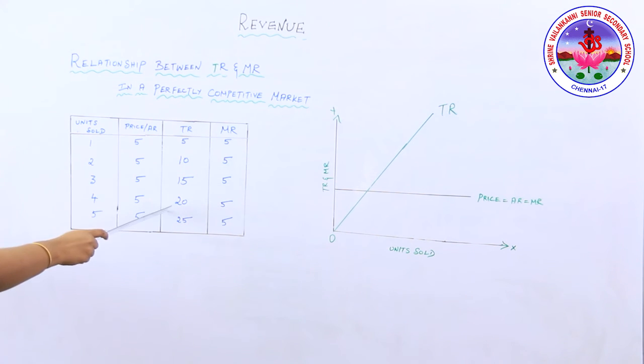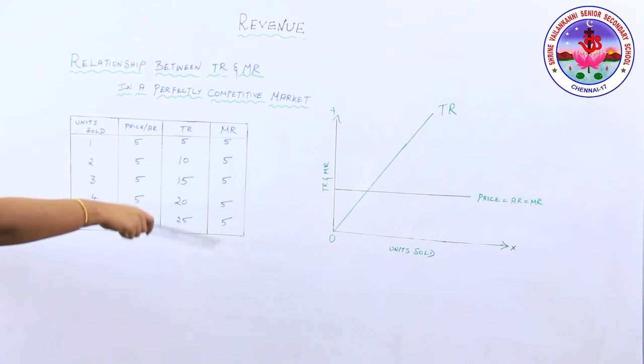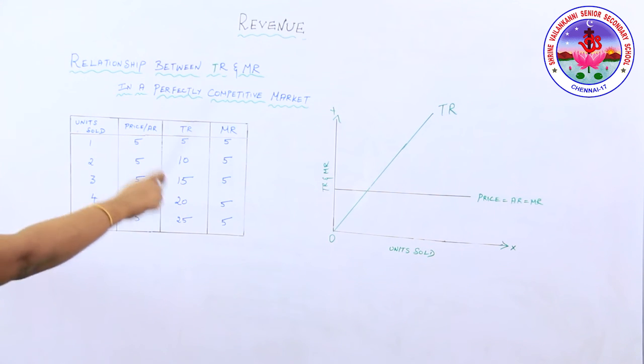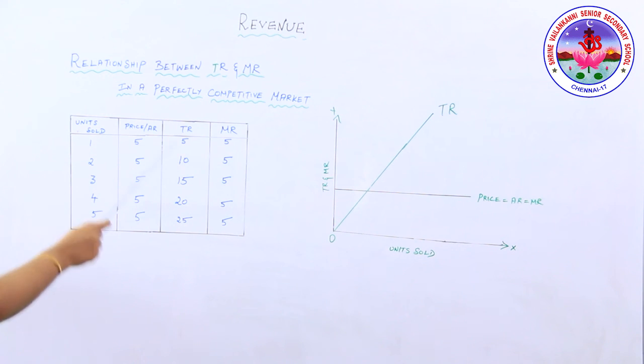You people know how to find TR, that is price into quantity. 5 ones are 5, 5 twos are 10, so you will get your TR. So TR also increases at a constant rate. Due to this reason, the TR curve is a positively sloped straight line. TR is 0 at 0 level of output, so the TR curve starts from the origin. This is the relationship between TR and MR in a perfectly competitive market.